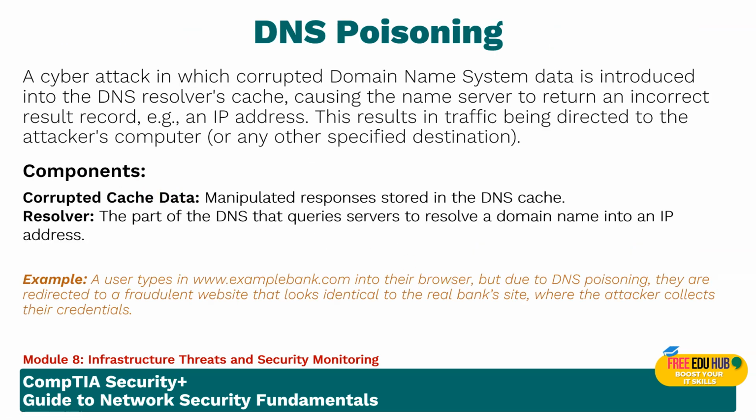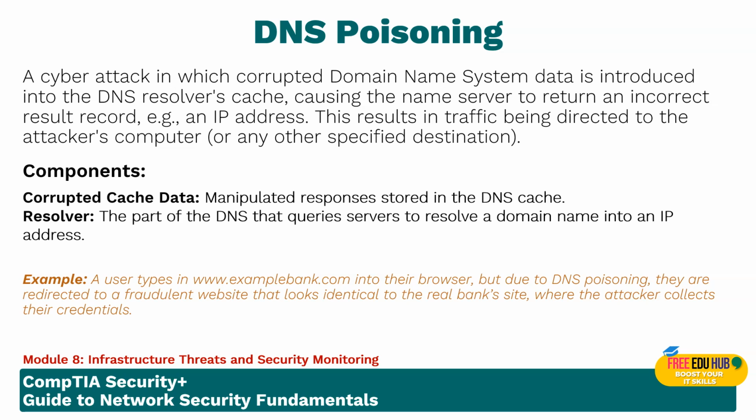Then we have another thing here which we call DNS poisoning. In this session, we'll be exploring two significant types of DNS attacks that can compromise the integrity of network communication: DNS poisoning and DNS hijacking. We are covering DNS poisoning here, and later we'll be covering DNS hijacking as well. Understanding these attacks is crucial for implementing effective security measures to protect our networks.